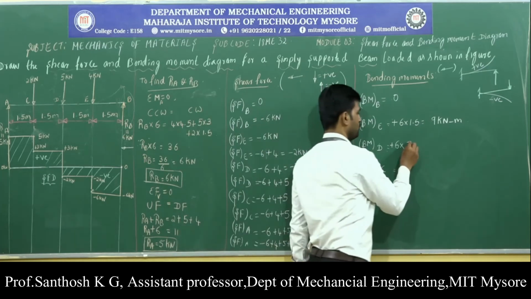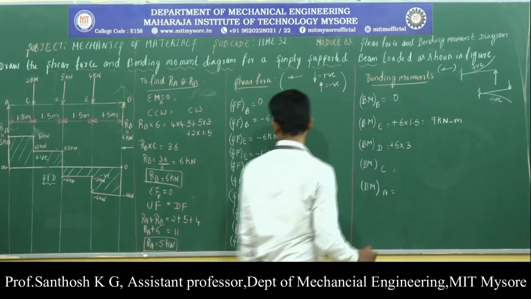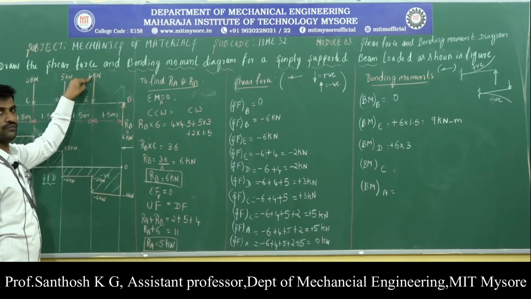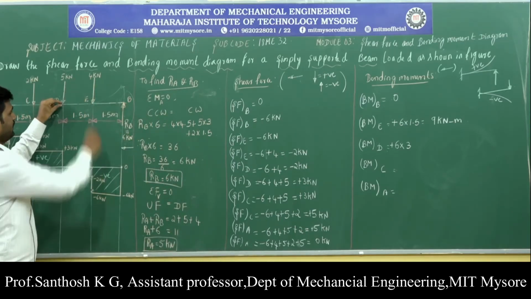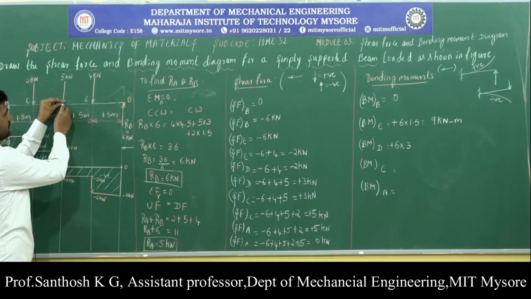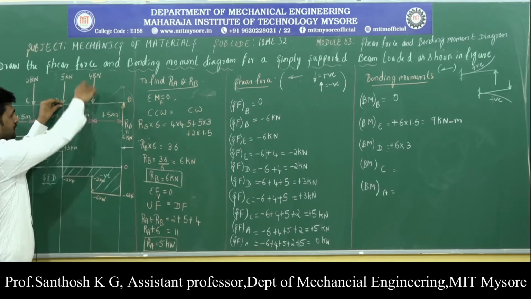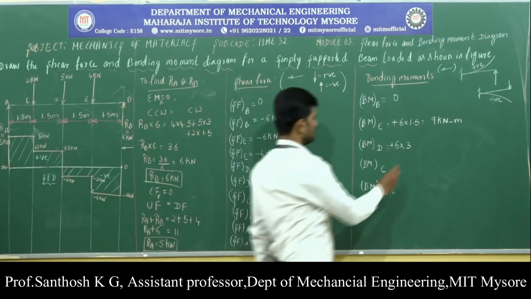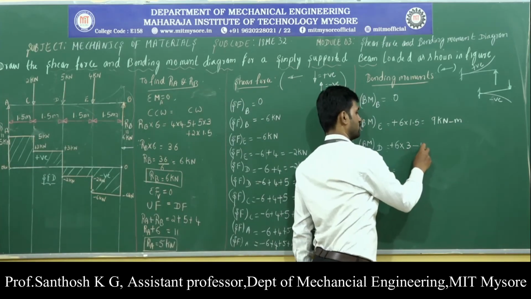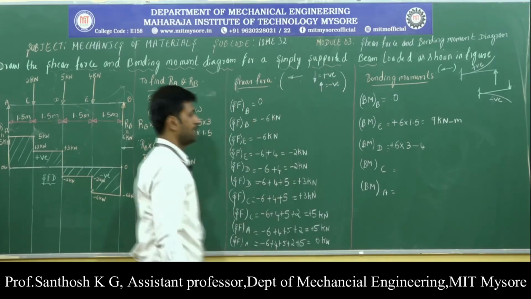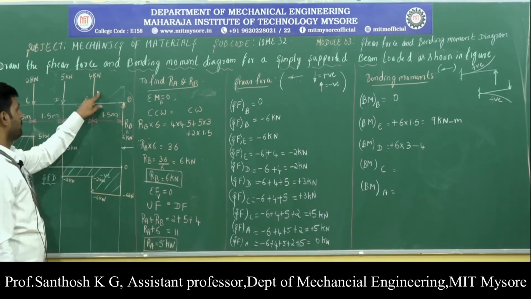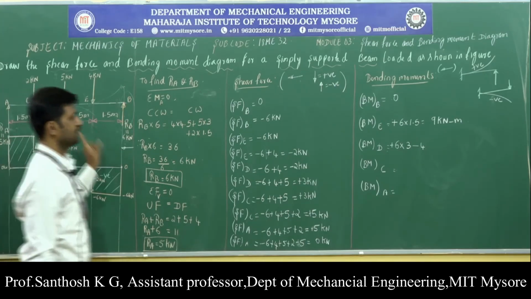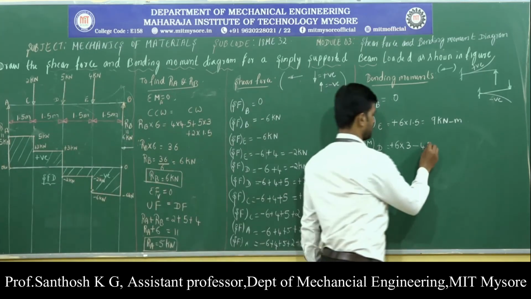So 6 into 3. Now if you come to the force at E, it is 4 kilonewton and it is acting in downward direction. When it is acting in downward direction, it tries to bend the beam downward. Therefore the moment due to the 4 kilonewton force will have a negative sign and it will be equal to minus 4 times its distance from point D, which is 1.5.